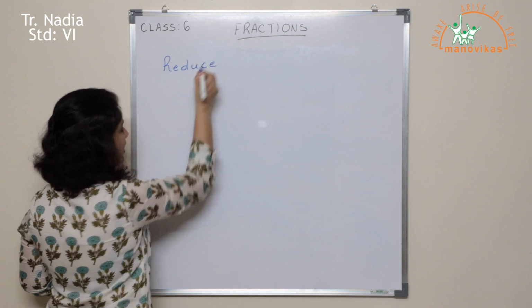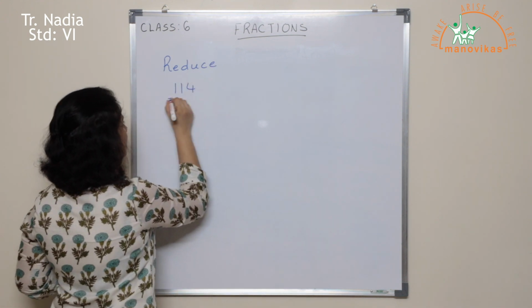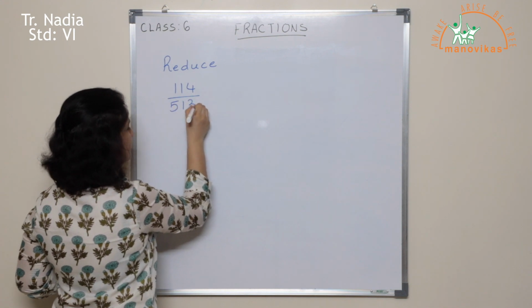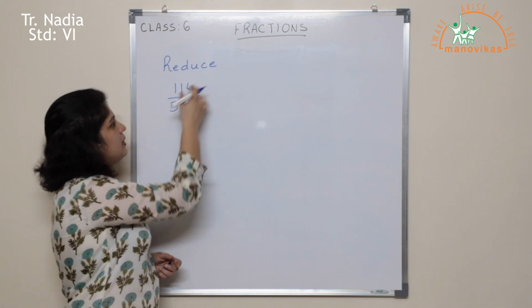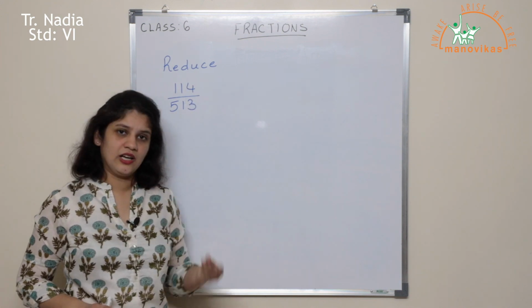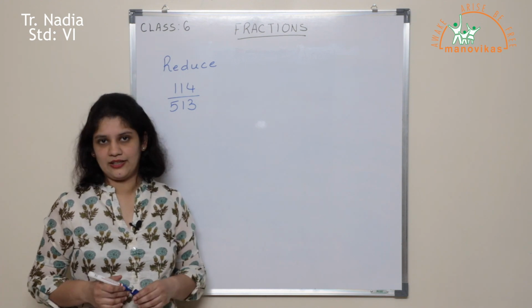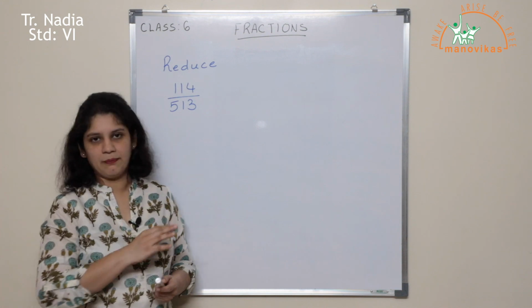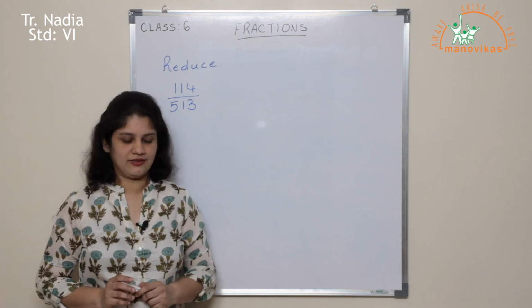If you are getting a question like reduce 114 upon 513. Now if you look here, the numbers are big. It is difficult for me to use a common table and reduce it to the lowest term. It will take a lot of time and I am not assured that it will be 100% correct also. So for such numbers, for bigger numbers, we follow the prime factorization method.